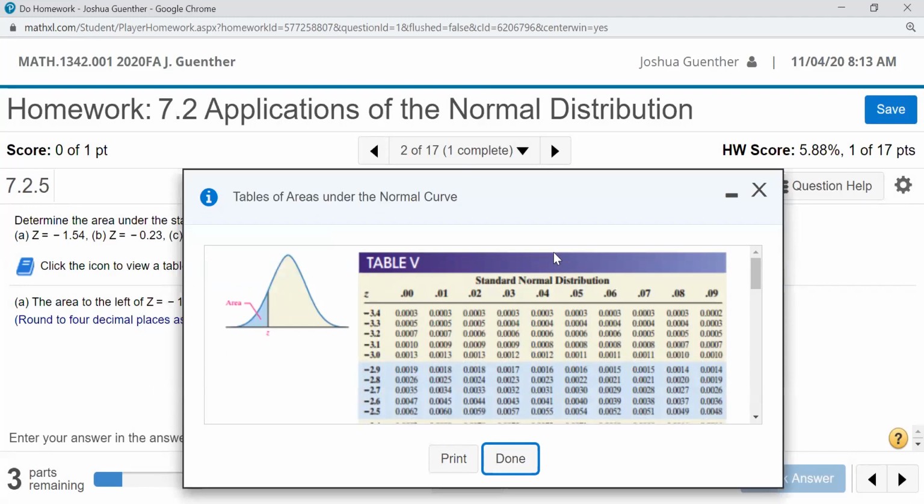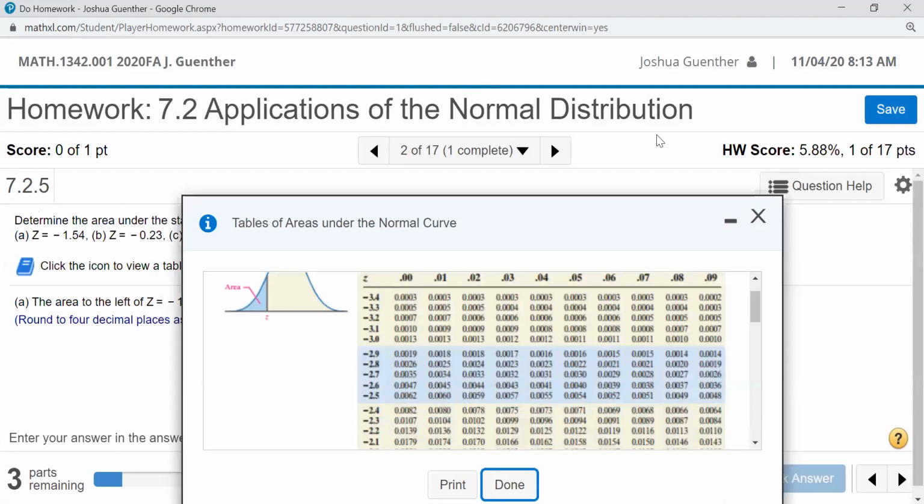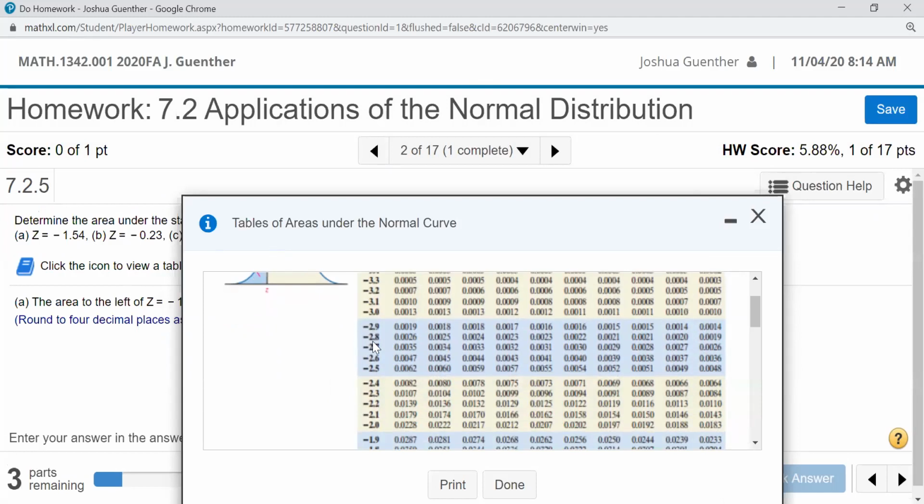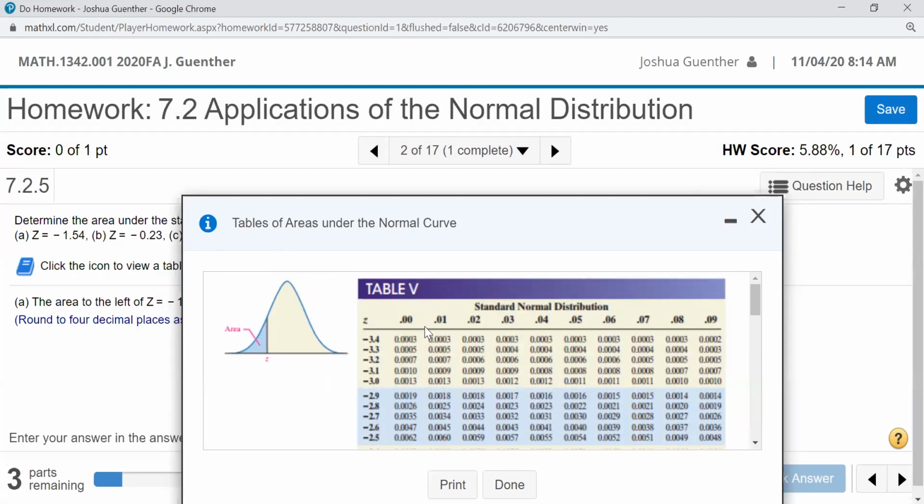We go to our table that is provided to us straight up in the homework assignment. You can look up a z-score on the table, and it will tell you the area to the left of that z-score under the standard normal curve, which in this case is exactly what we're looking for. So we need to find negative 1.54. Here's how it works. You start by going out to your first decimal place in this column here. Then you go along and find the second decimal place. So 0, 1, 2, 3, 4.